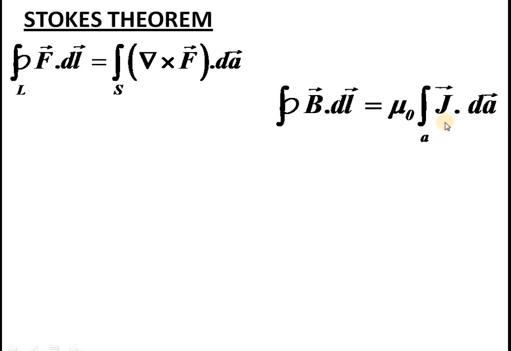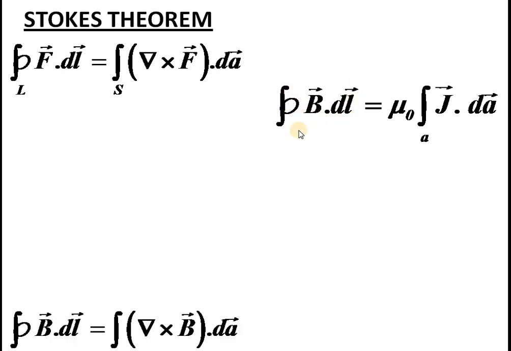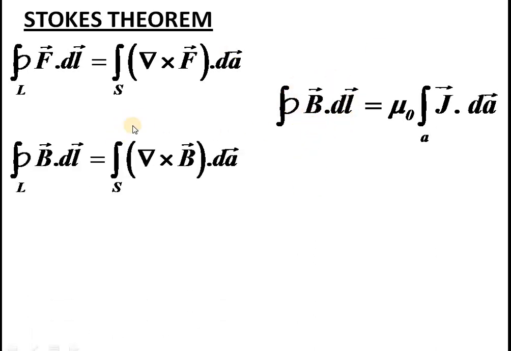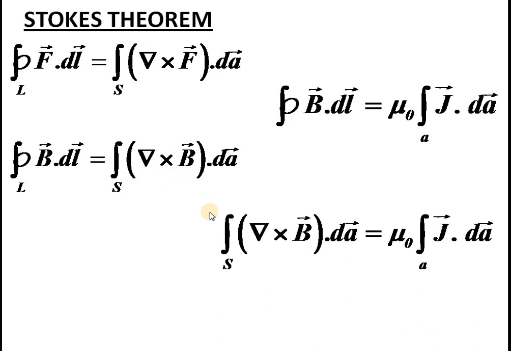Then we can simplify this equation. So let us convert this line integral into a surface integral. How did we do it? Simply, instead of F you substitute B. So our left hand side has now become a surface integral, and it is equal to mu 0 times I.